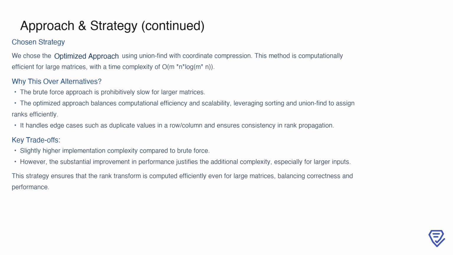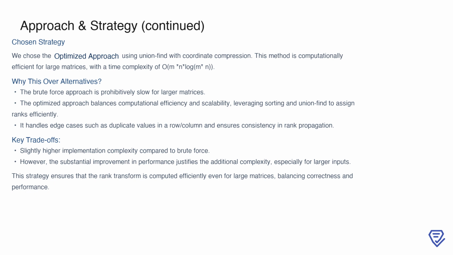This method is computationally efficient for large matrices, achieving a time complexity of m*n log m*n. We selected this approach because the brute force method, while simple, is prohibitively slow for larger matrices. The optimized approach strikes a balance between efficiency and scalability, leveraging sorting and union find to handle rank assignments effectively. It also resolves edge cases, such as duplicate values within the same row or column, ensuring consistency in rank propagation.